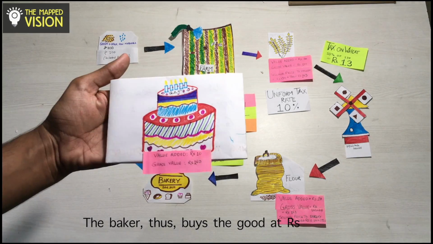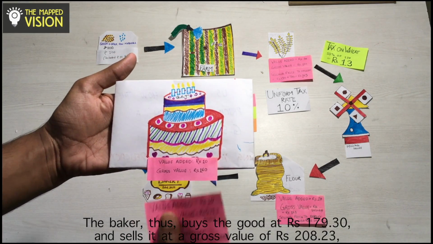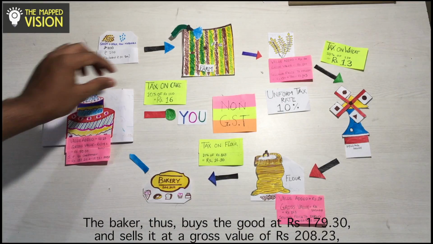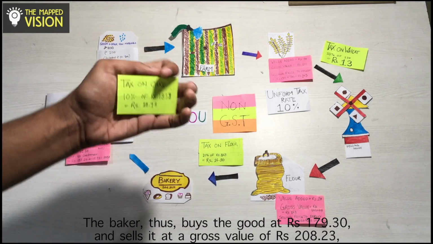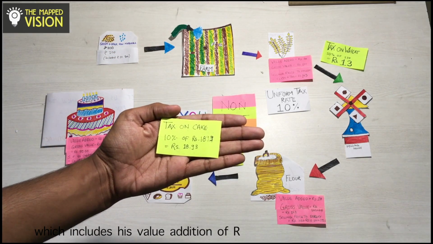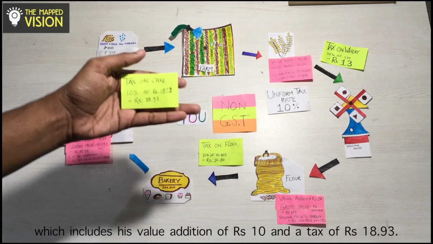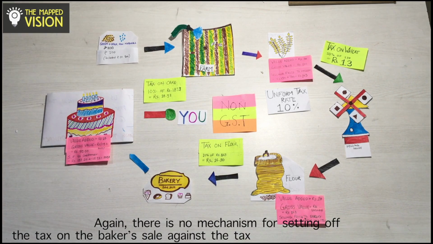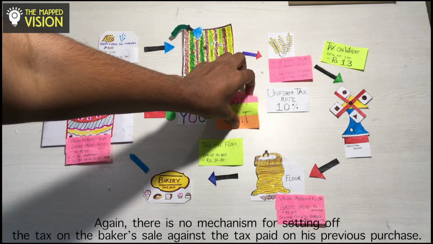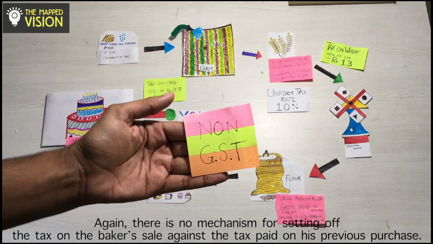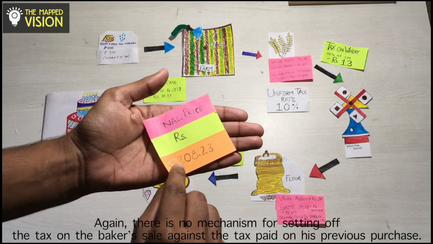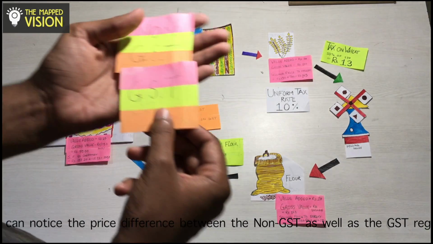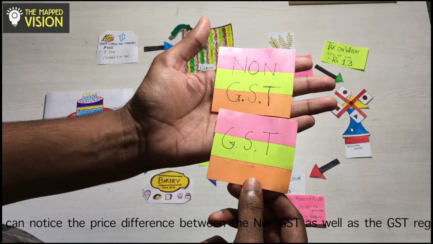The baker thus buys the good at rupees 179.30 and sells it at a gross value of rupees 208.23, which includes his value addition of rupees 10 and a tax of rupees 18.93. Again, there is no mechanism for setting off this tax on the baker's sale against the tax paid on his previous purchase. You can notice the price difference between the non-GST as well as the GST regime.